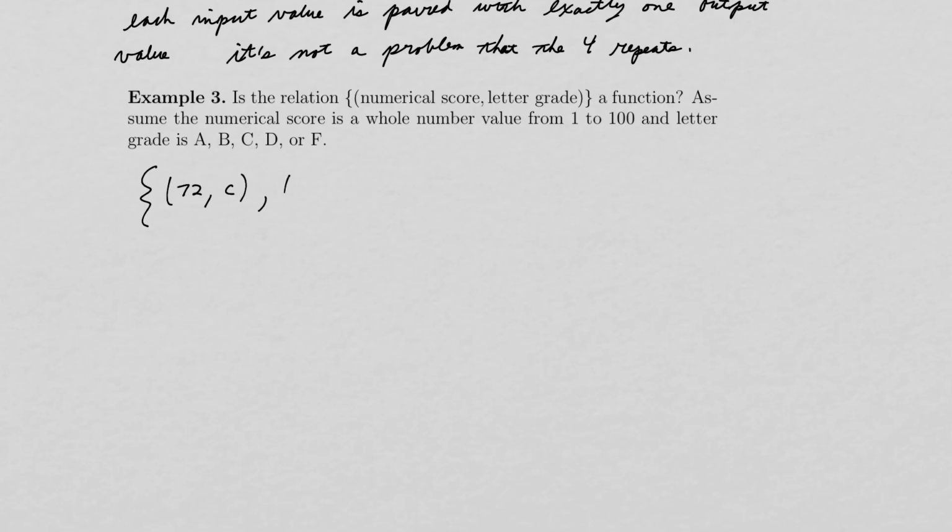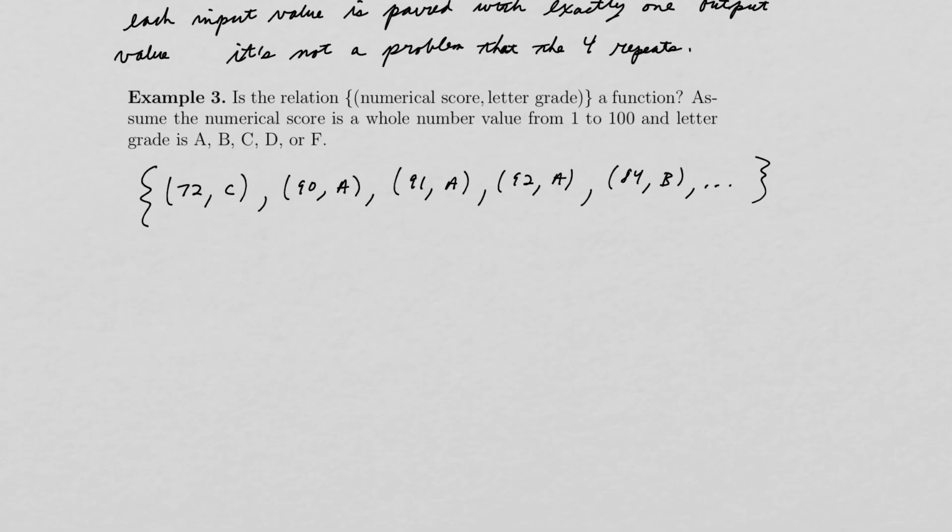Then I have maybe a 90. Let's say that's an A. Then I have, say, a 91, A. Then 92, A, 84, B, and so on. Could have more of them, right? Okay, so in this case, it's definitely a relation, right? It's a set of ordered pairs. Does it represent a function?